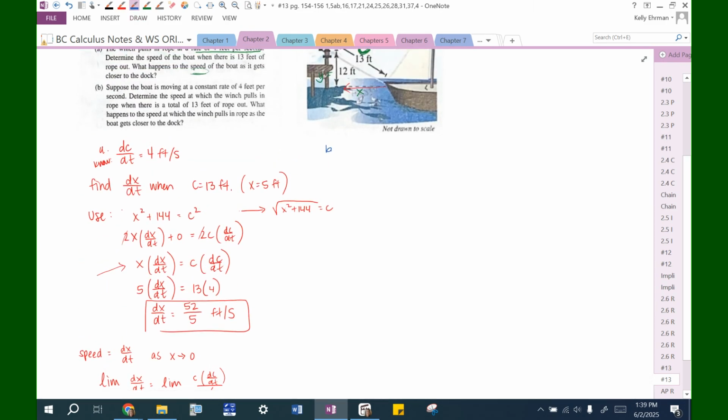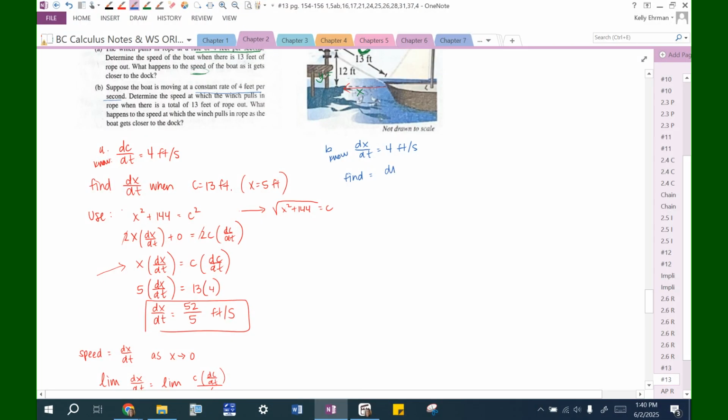So part B. Suppose the boat is moving at a constant rate of 4 feet per second. So this time what we know is dx/dt is 4 feet per second. Again, I'm going to ignore negative signs because they're just saying speed, so we're not worried about the fact that it's a decreasing x value. Determine the speed at which the winch pulls in the rope when there is a total of 13 feet of rope out. So the speed that the winch is pulling in the rope would be the same as the speed at which the rope is decreasing that distance.